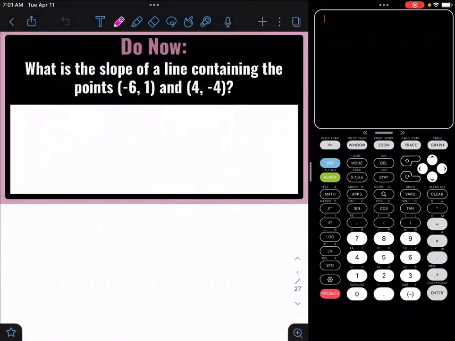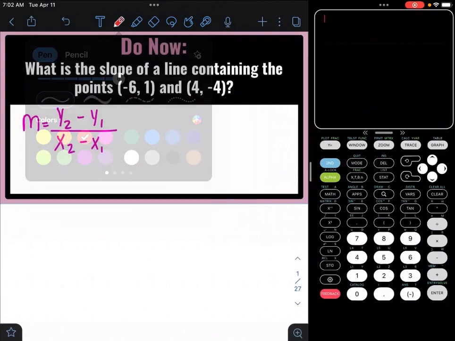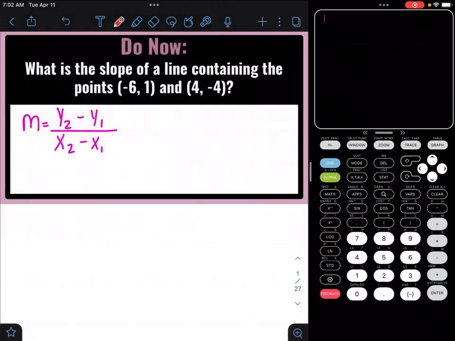And our slope formula is, remember the letter we use for slope is m, and the slope formula is y2 minus y1 over x2 minus x1. So if I'm going to need two y's and two x's, that means I need 2 points, which I was given here in the problem. I have my first x, my first y, my second x, and my second y.